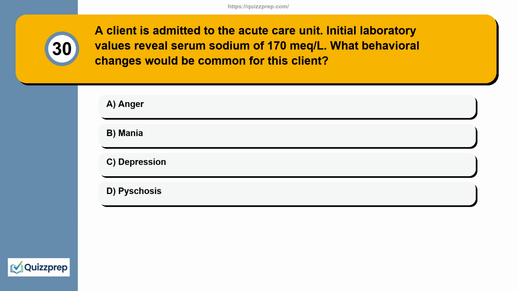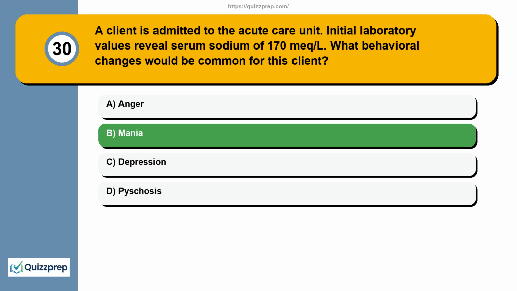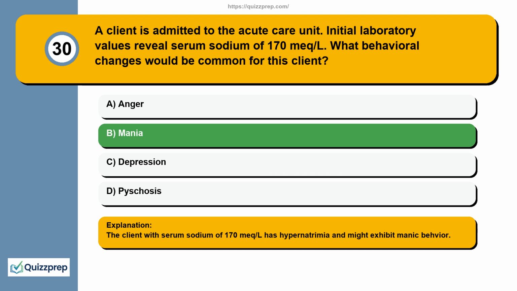Question 30. A client is admitted to the acute care unit. Initial laboratory values reveal serum sodium of 170 milliequivalents/L. What behavioral changes would be common for this client? Anger, mania, depression, psychosis. The client with serum sodium of 170 milliequivalents/L has hypernatremia and might exhibit manic behavior.